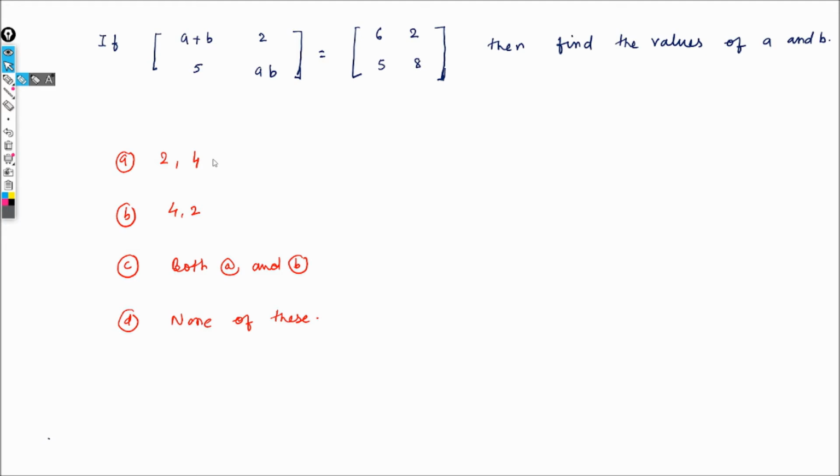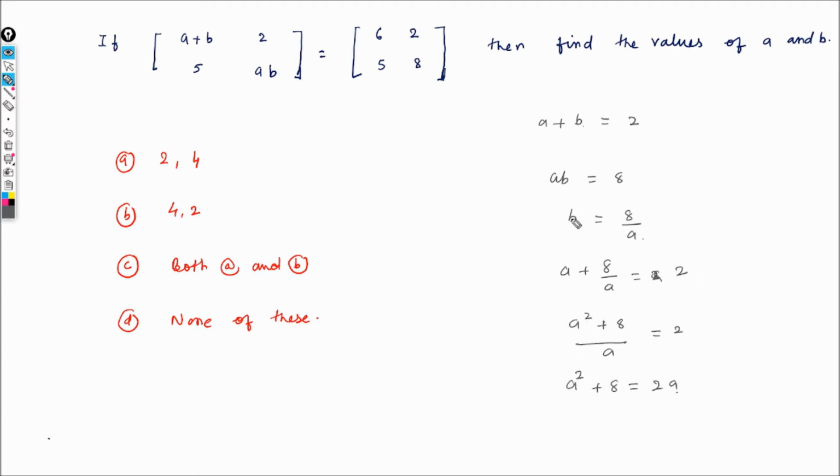So let us see the next question. Find the values of A and B. Again here we can equate the corresponding elements and calculate the values of A and B. So A plus B is equal to 2, AB is equal to 8. Therefore B is equal to 8 upon A. So put B is equal to 8 upon A here. A plus 8 upon A is equal to 2. Let us check once again. A plus B is equal to 6, not 2.